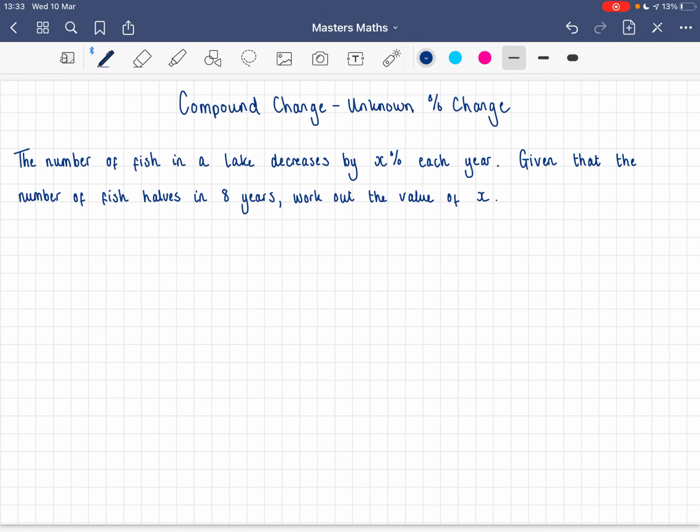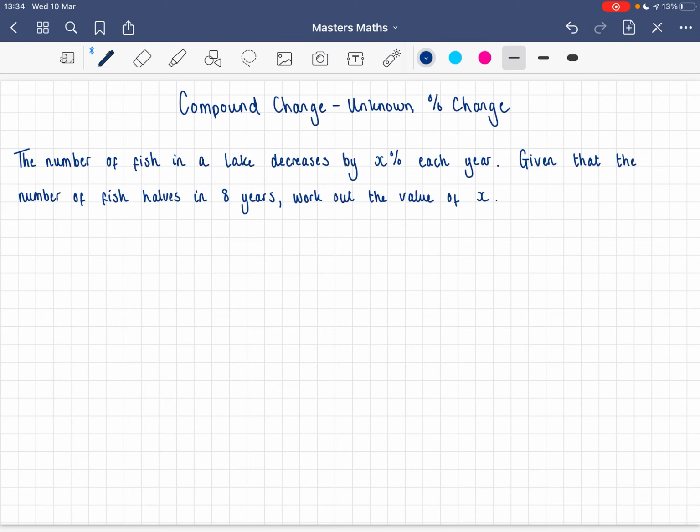As with the previous two videos, here's another question. I'll read it out and then pause the video, have a go at this first on your own before you watch the solution and check if you got it right. So now we have: the number of fish in a lake is decreasing by x% each year.